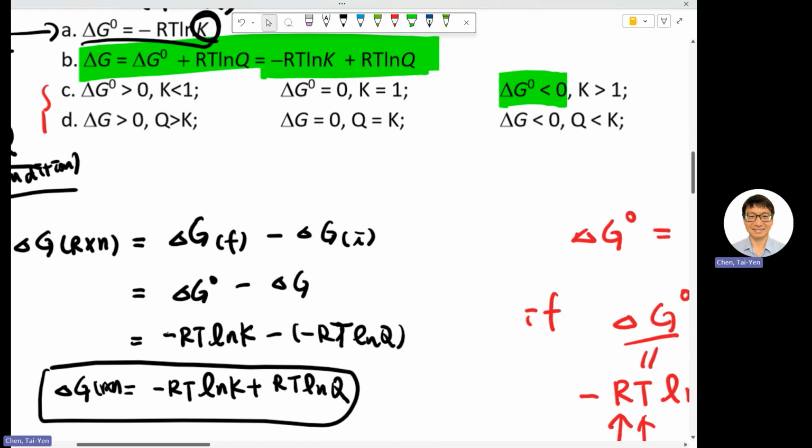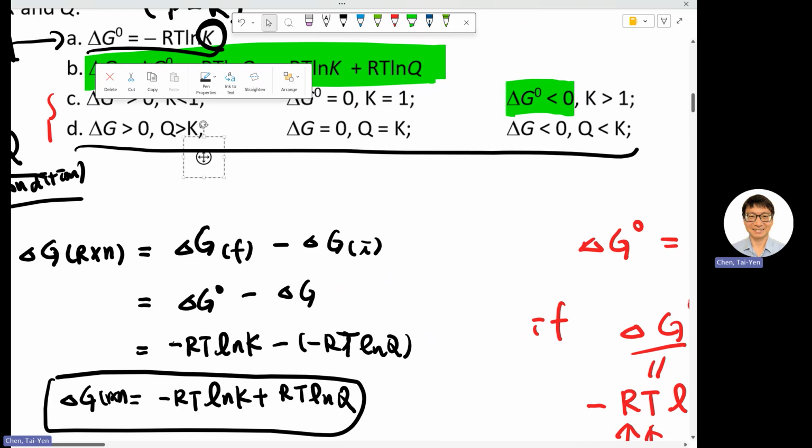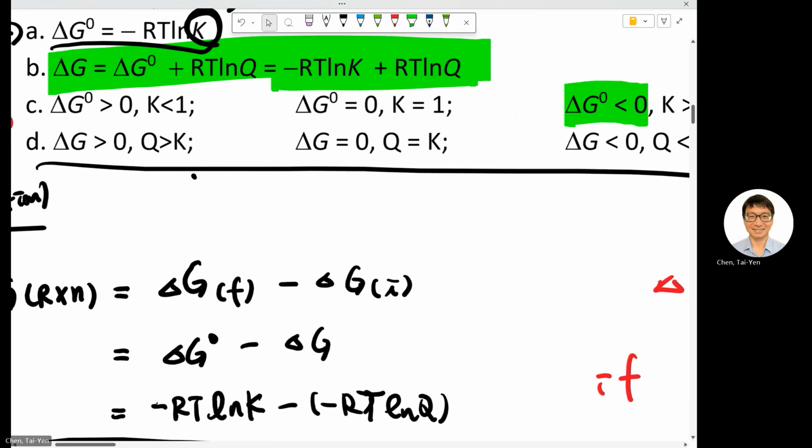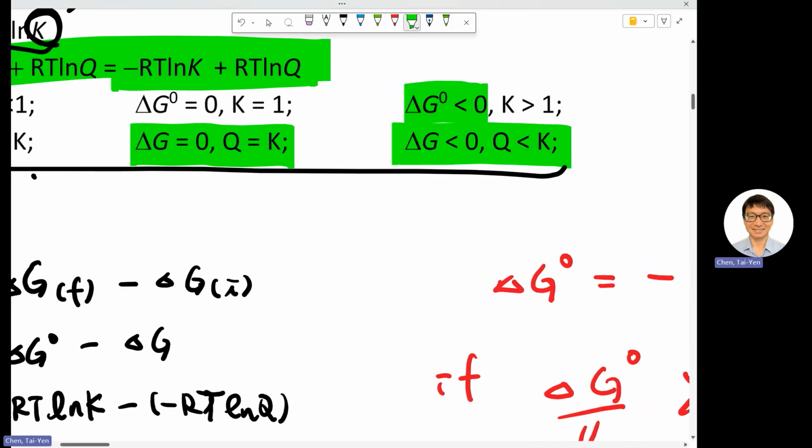And the other thing, this one is actually simpler conceptually. Delta G of your reaction. If your delta G is equal to 0, that means you are at equilibrium, right? That means Q and K are going to be equal to each other. If your delta G is negative, that means things are going to happen spontaneously.